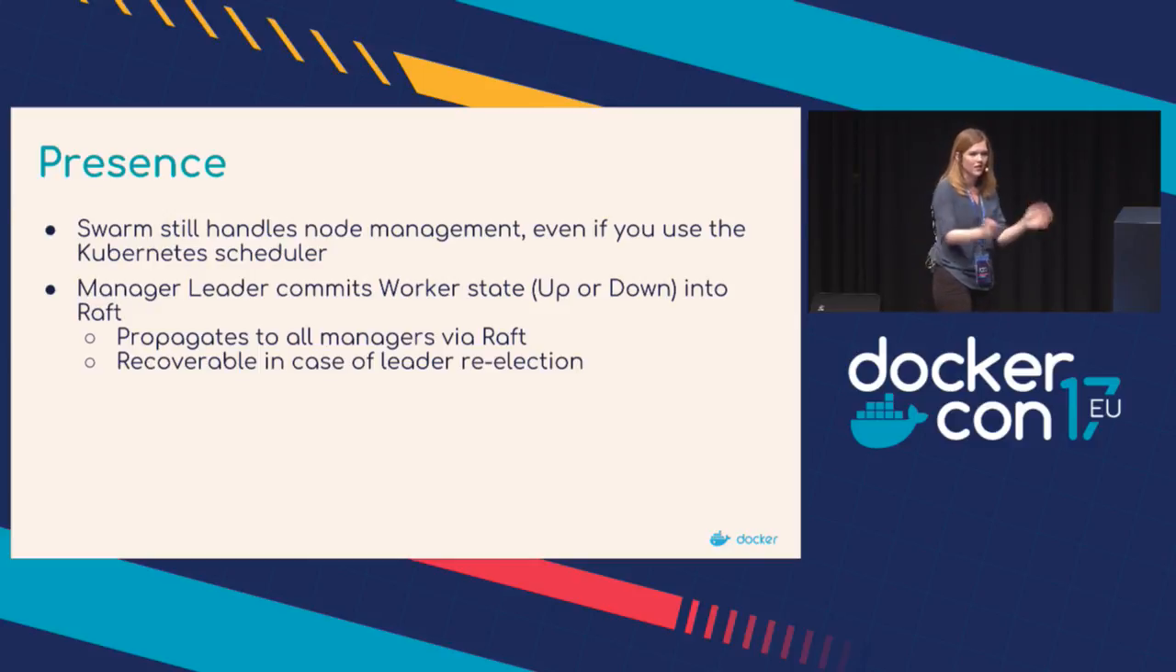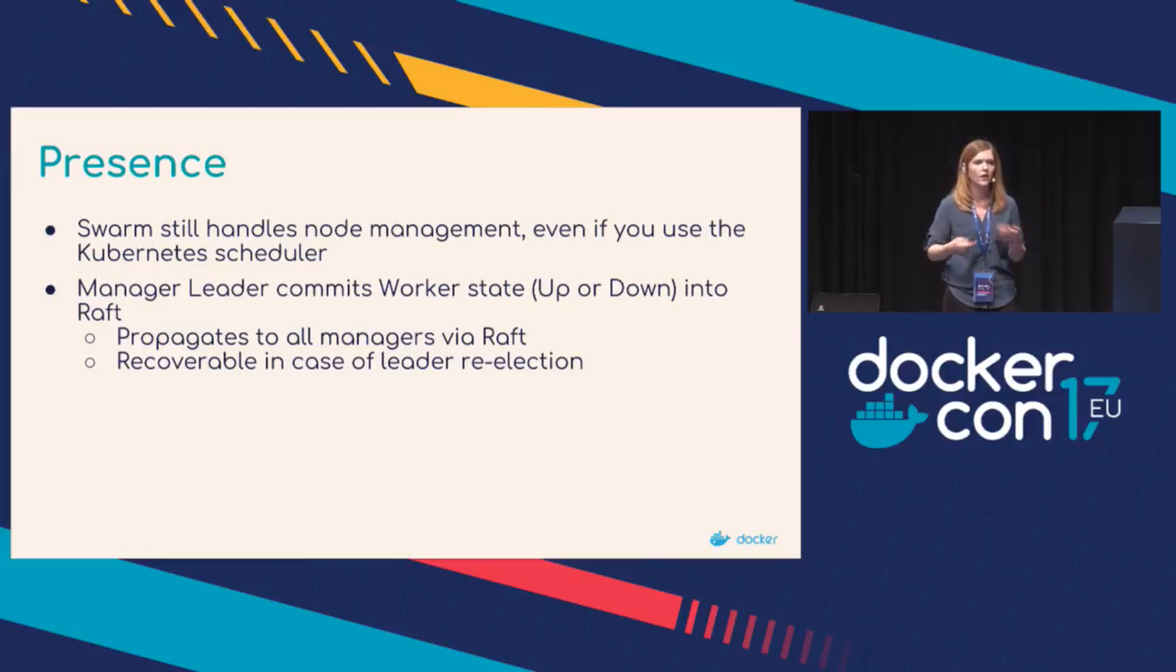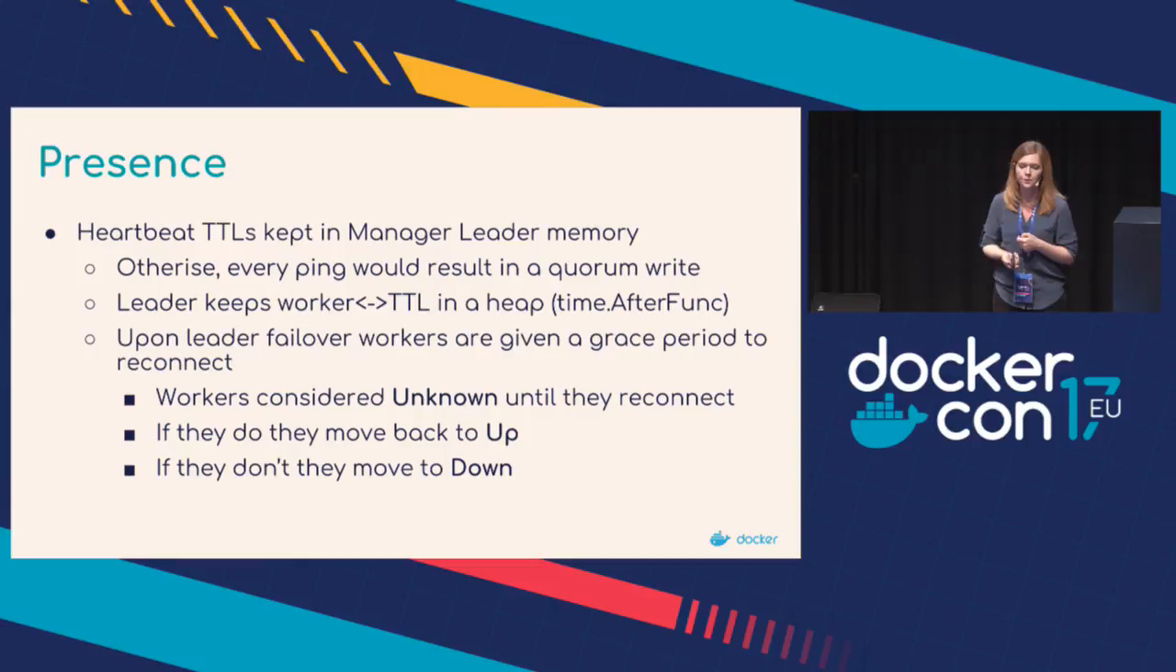And I think that's one important distinction that maybe didn't get absorbed fully yesterday, is that SwarmKit's not going away. It's still a really important part of the Docker EE, Docker for Mac, running clusters with Docker experience. The manager leader, not one of the followers, is responsible for committing worker state up and down, or unknown in case that it's not reachable and we haven't quite figured out if it's up or down. That state is committed in Raft and is propagated to all of the other managers. That means it's recoverable in case that leader goes offline or there's some leader re-election happening.